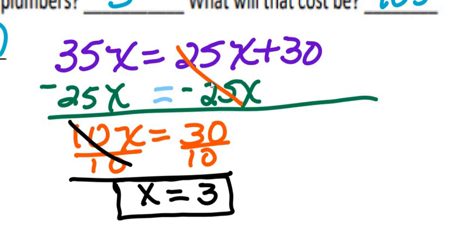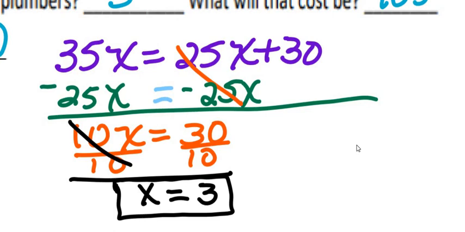I got my like terms together, so I used the inverse property of addition. 25x becomes a negative 25x. I take it over to this side, and then I subtract. 35x minus 25x is 10x. Bring down your 30 on this side, and now I'm going to use the inverse property of multiplication, which is division. I'm going to divide both sides by 10, and I see my x is 3.